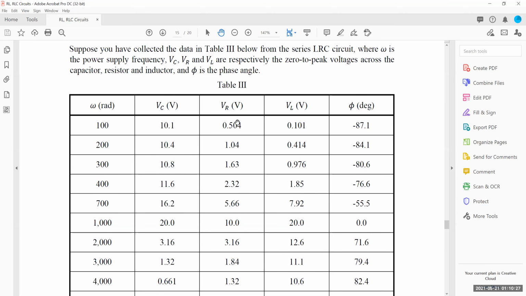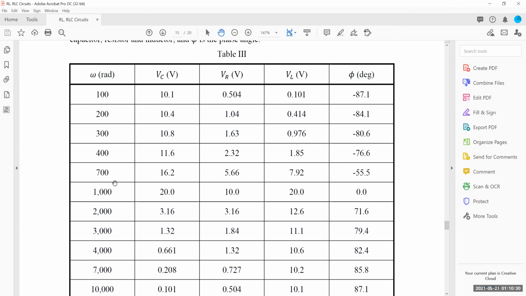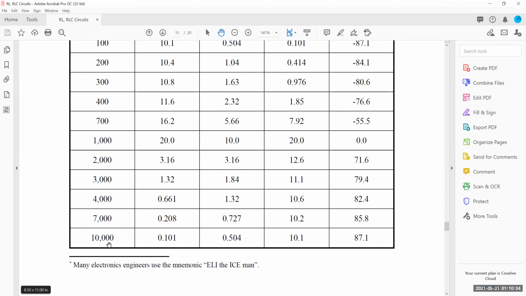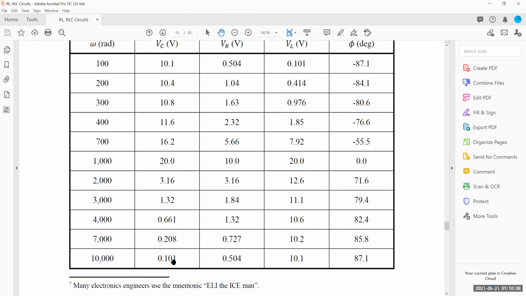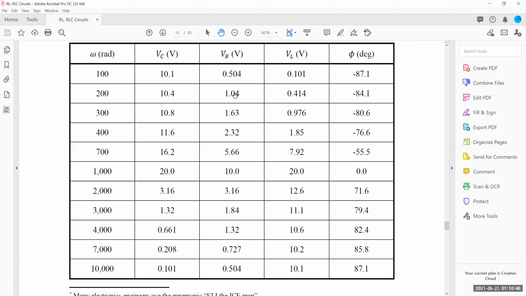Okay, the last part, data analysis. You're given a bunch of data in here. You're given omega that changes from 100 all the way to 10,000 radians per second. And VC changes from 10 volts, going up to 20, and then decreasing again to 0.0. VR is increasing up to 10 and then decreasing again. VL is increasing and then decreasing again from that 20 value. And the phase goes from almost negative 90 degrees to positive 90 degrees.